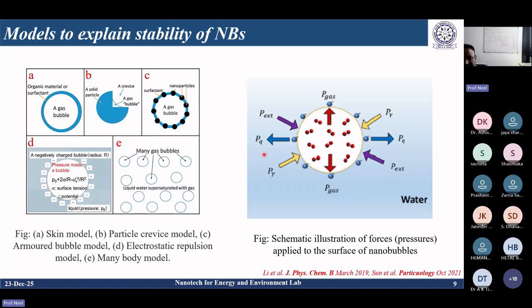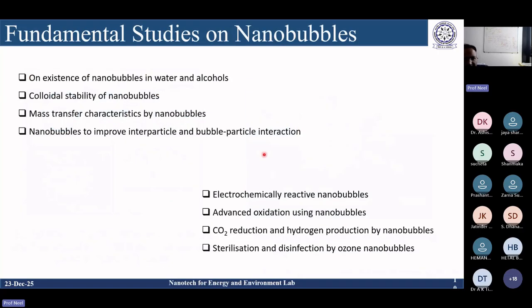So these bubbles are stable just because of surface charge, right? The surface charge at the interface stops the bubble from shrinking further because it acts opposite to the surface tension. The surface tension and the surface charge act opposite to each other, and that's why these bubbles are seen to be stable, right?